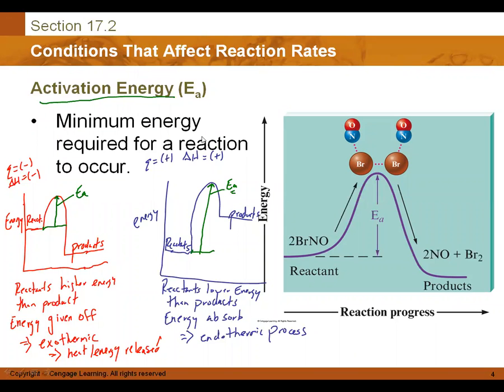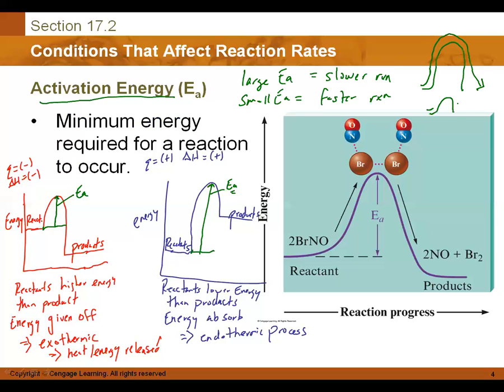So the larger the activation energy, usually the slower the reaction. And the smaller the activation energy, usually the faster the reaction. Again, the activation energy is the hill you've got to climb to get to the other side. If you have a really big hill, it's going to take longer for everybody to get up and over to the other side, as opposed to a smaller hill, where more of them get up and over a lot quicker. So usually the larger the activation energy, the slower the reaction will take place.